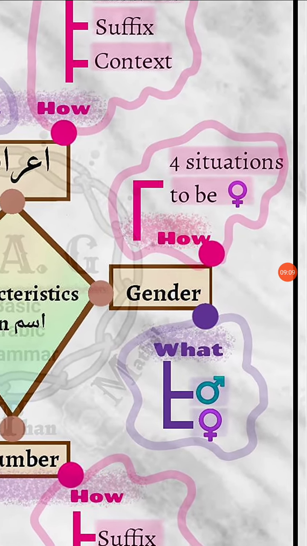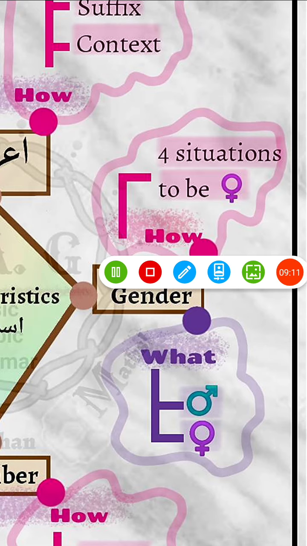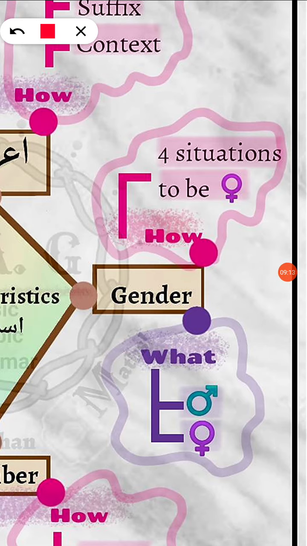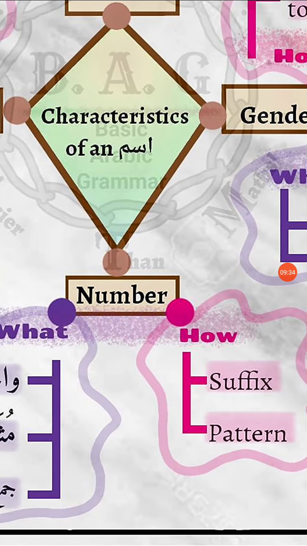And then we have grammatical gender. Now, what are the two genders in grammatical gender? We have masculine and then feminine. And how do we tell these apart? There are four situations for an ism to be feminine, and if those four situations are not fulfilled, then an ism is by default a masculine ism. And what those situations are, we are going to study separately.